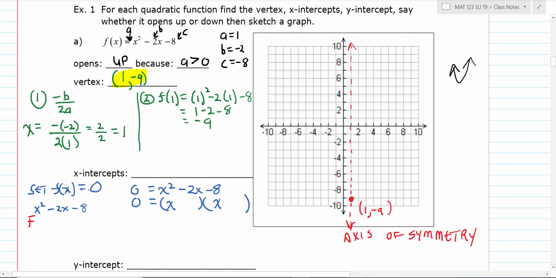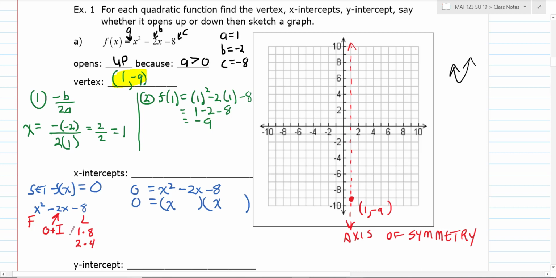So x times x is x squared. That's the easy part. What goes here is the result of the last term. In this case, there's two possibilities: 1 times 8, and 2 times 4. This one is the result of the outer and inner added together.